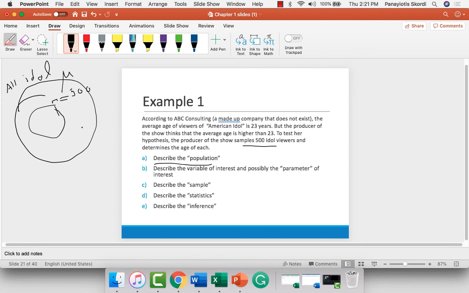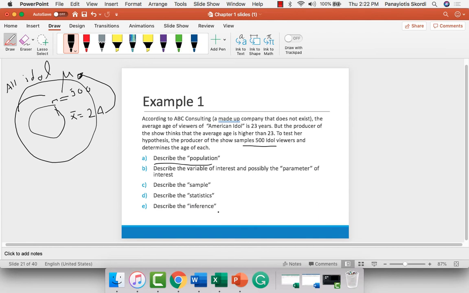And so the statistic is the average age of the sample. So what I'd actually do if I'm going to solve this is find the average age of the sample, whatever it happens to be, supposing it's, I don't know, 24. And I'm going to use that as an estimate of this guy up here. That's part of inferential statistics. That's what inferential statistics is. So that's what the statistic is.